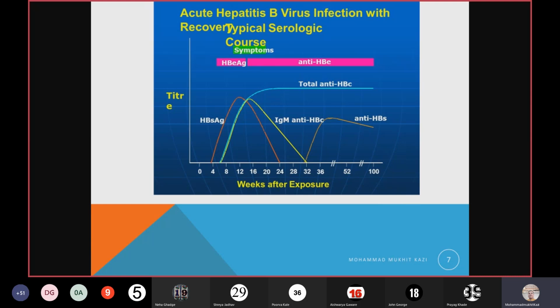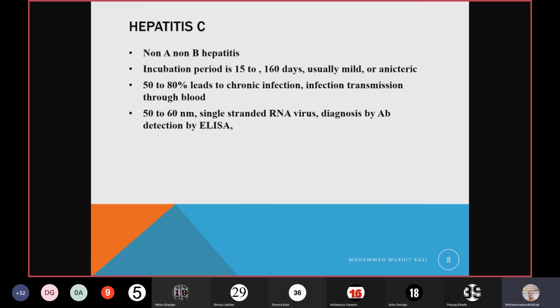So what you need to do is wait for a month, because that is the incubation period. After that, you can actually demonstrate the antigen. SBS: S stands for surface, C stands for core antigen, and E stands for envelope antigen. Okay, so this is how you demonstrate the antibodies against hepatitis B.